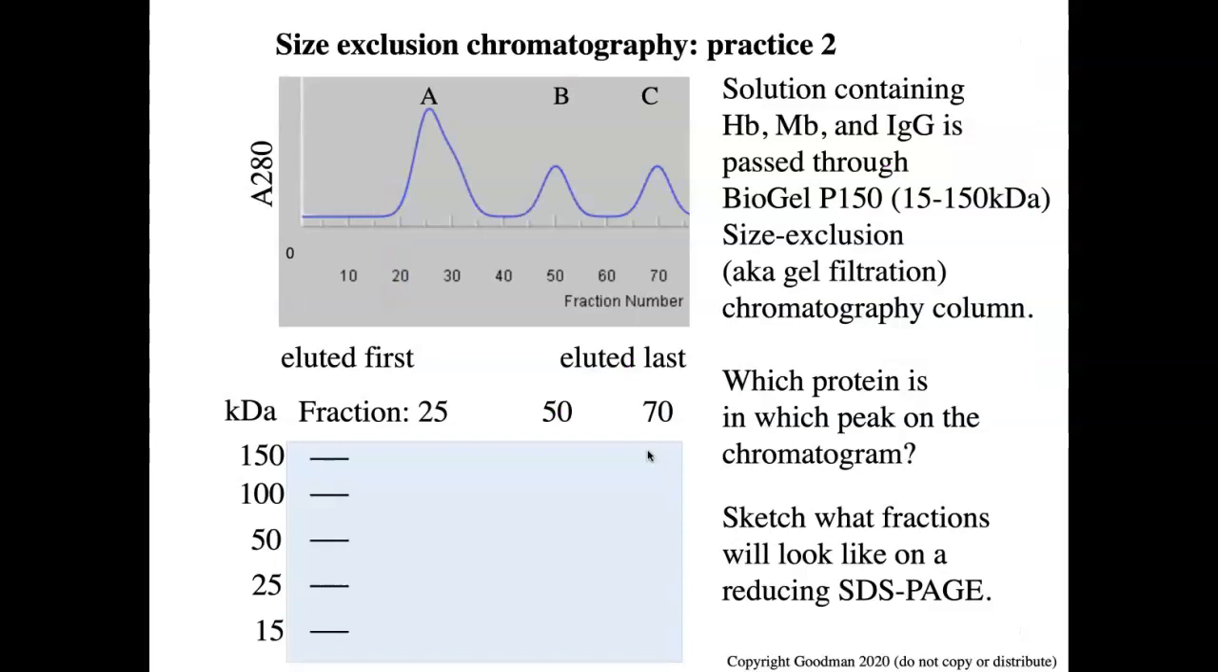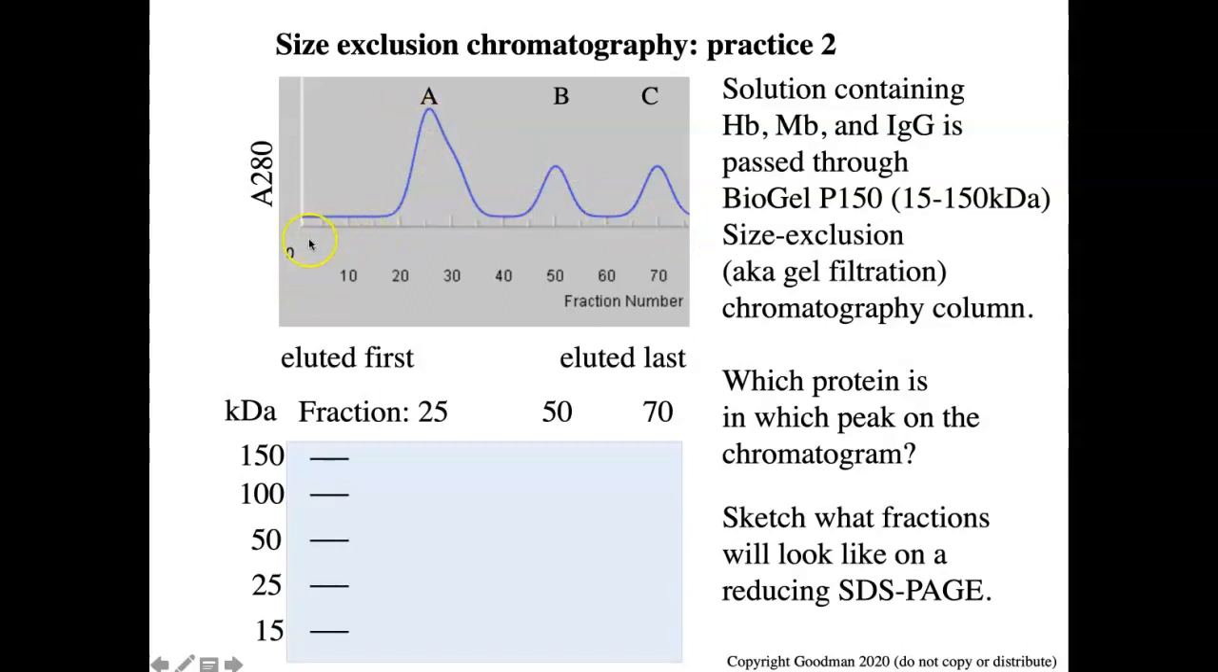All right, so practice 2. Again, I recommend reading the question and then pausing the recording and trying to work it out on your own. This goes back to size exclusion chromatography, and I want you to think about familiar proteins. Hemoglobin, myoglobin, and IgG are in a mixed solution, and we want to separate them. So we choose size exclusion chromatography. We get 3 peaks. Well, good, we separated them. Can you label which peak is which?